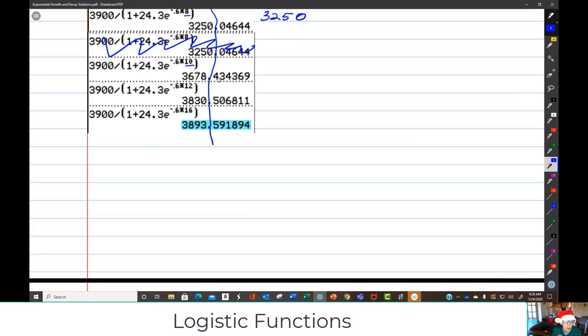Okay, day 10, 3,678 people, and the 0.4 will not cause the 8 to round up to a 9. So day 10 will have 3,678 people infected. Day 12, we have 3,830 people, and this 0.5 over there will cause the 0 to round up to a 1. So 3,830 people are infected by day 12. By day 16, we have 3,893, and this 0.5 on the right side of the decimal will cause the 3 to round up to a 4. So 3,894 people will be infected. That is out of a total of 3,900 people.